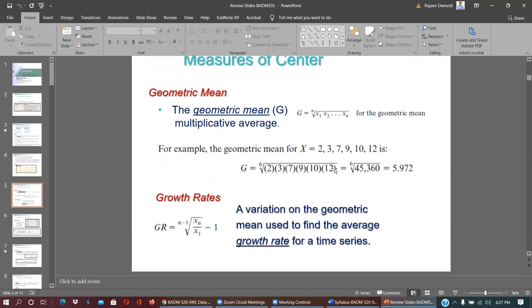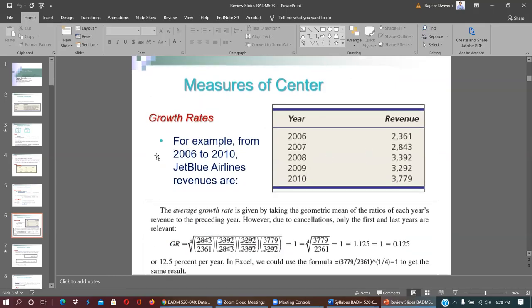A geometric mean is another thing that is used for financial or economic or growth related calculation. Suppose these are years 2006 to 2010, and this is the revenue. What is the revenue growth and average growth rate from 2006 to 2010? You can use the geometric mean for this. So always use the geometric mean whenever you need to see growth or financial growth.